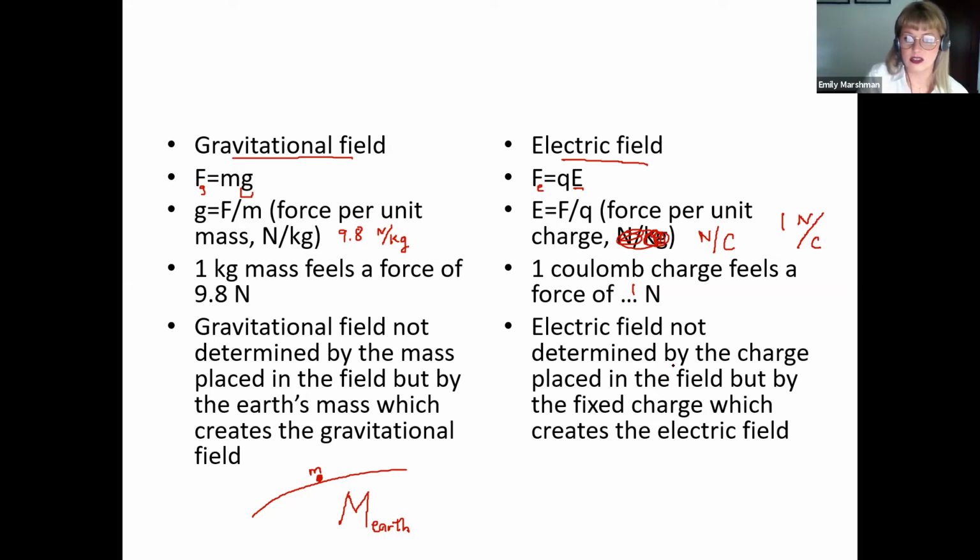The electric field is not determined by the charge I place in the field, but by the fixed charge which creates the electric field. It's just like the Earth creates the gravitational field. There's a charge here. Let's just call it big Q. This is the thing that's creating the electric field around it. And then if I place another charge in it, I'll call that little q, the force that it will feel is qE, where E is the electric field generated by this charge over here.